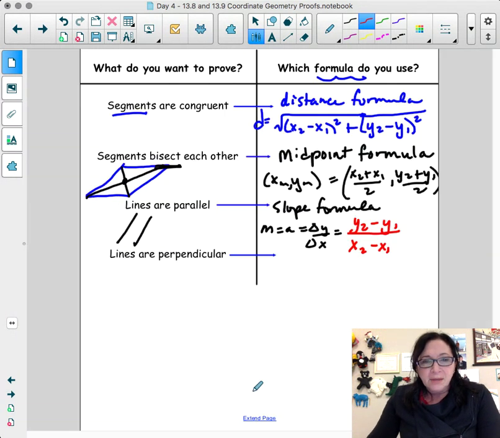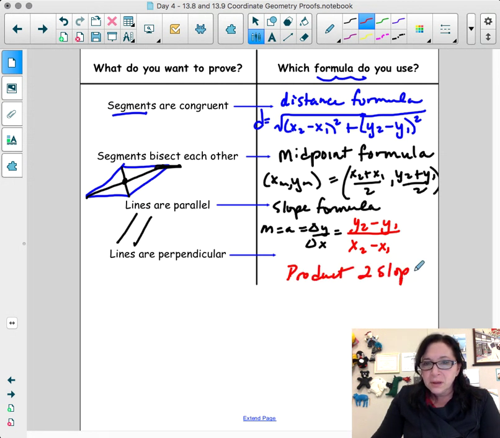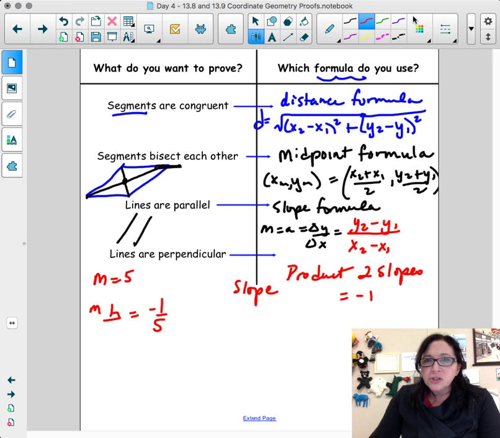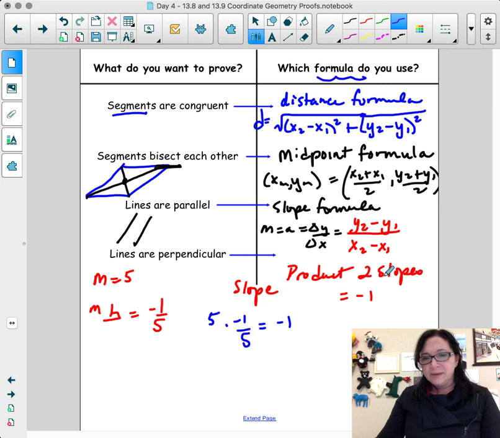And lastly, to show that lines are perpendicular, what you would show is that the product of the two slopes is equal to -1. So what formula would I use? Of course, I would use the slope formula. But remember that, let's say my slope is 5. The slope of the line that's perpendicular to that would be -1/5. So if I were to multiply those together, 5 times -1/5, I'm going to get -1, and that's what I'm talking about.